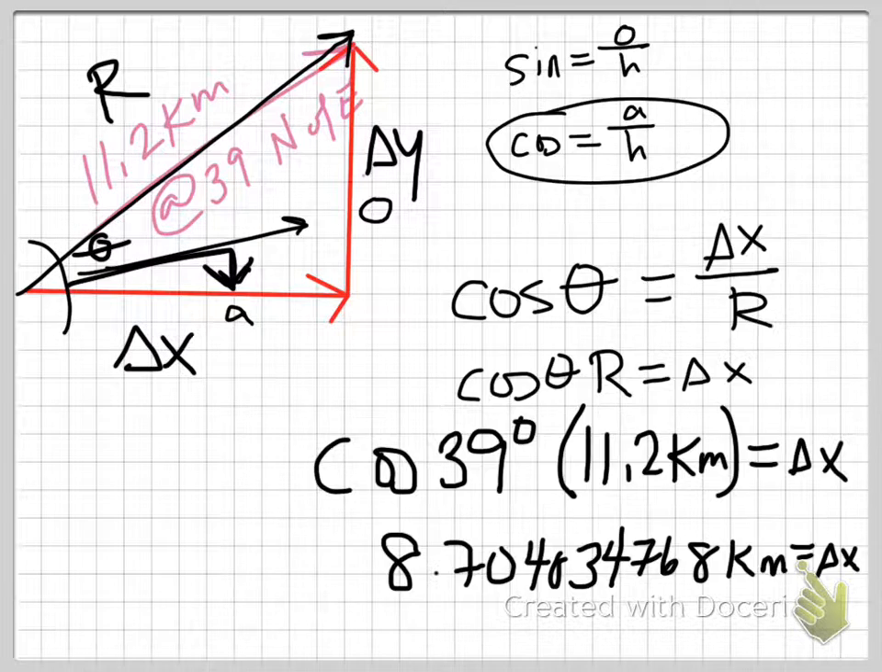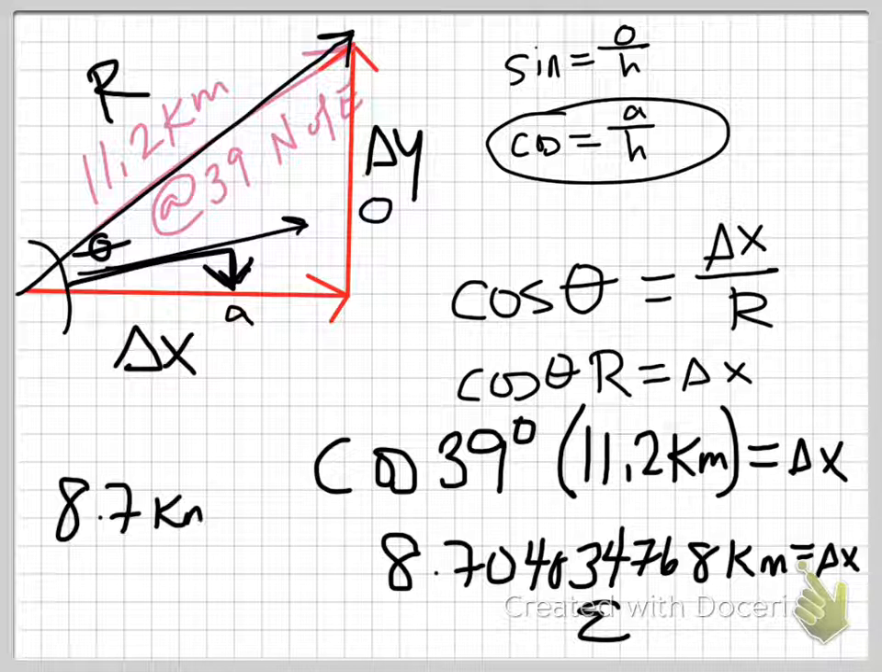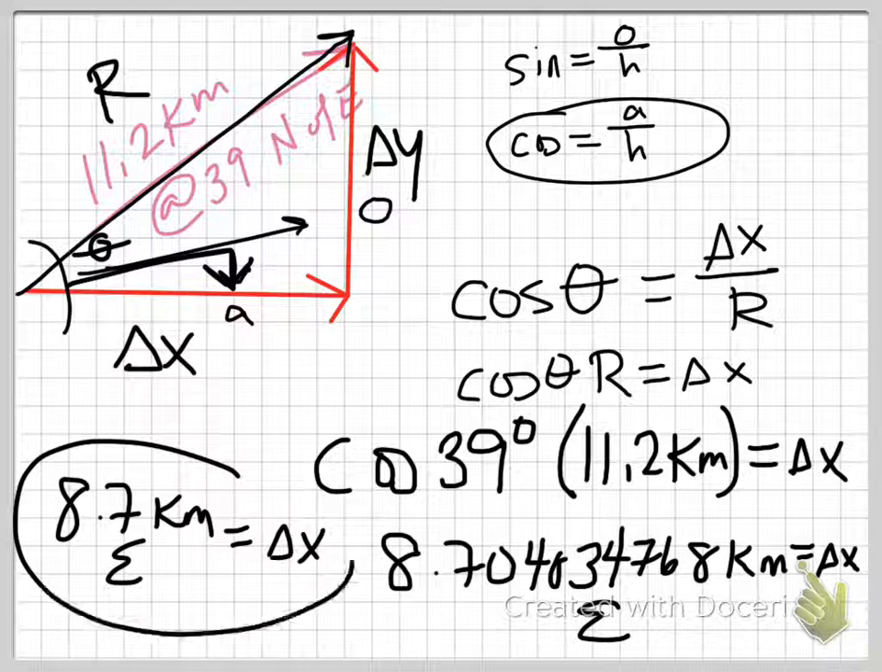You got calculators, right? Okay, so you should get a raw answer of 8.704 on and on and on and on kilometers is the eastward displacement, and this would be to the east. And we need to specify direction because it's a vector quantity. So with sig figs, we've only got two sig figs. This would be 8.7 kilometers east is your x displacement. Let's do the y.